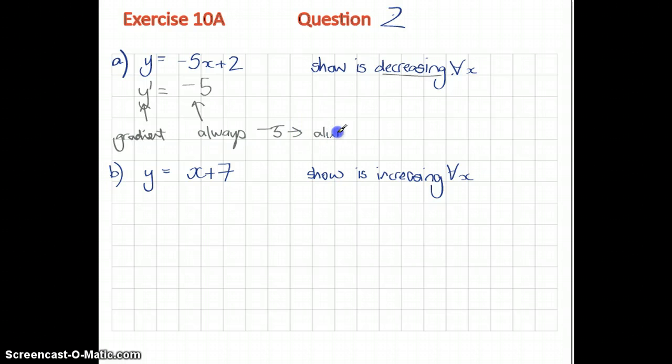What this is telling us is that the gradient of this function is always -5. That is, it is always negative, and that's regardless of any value of x. There's no x in here. So that's all we need to do for this particular question.